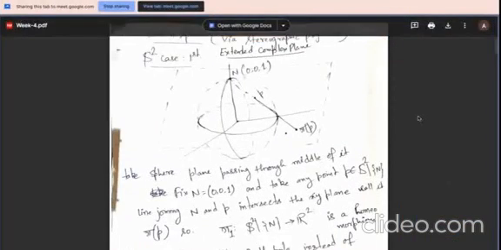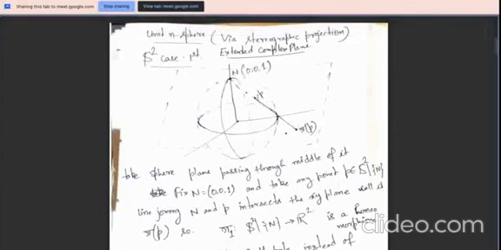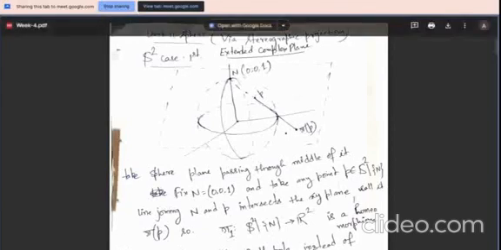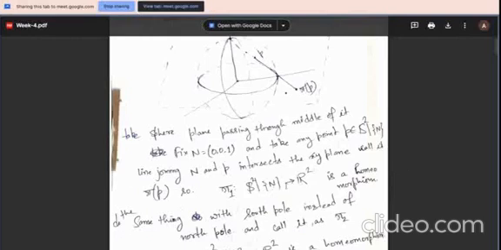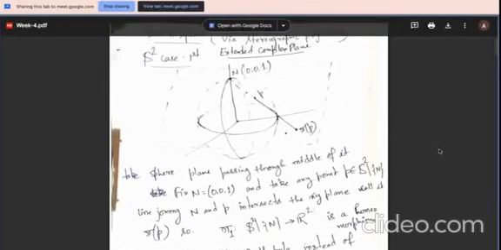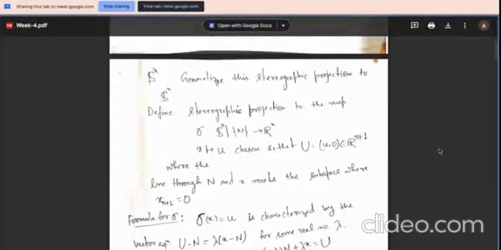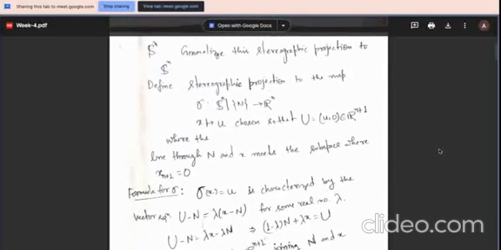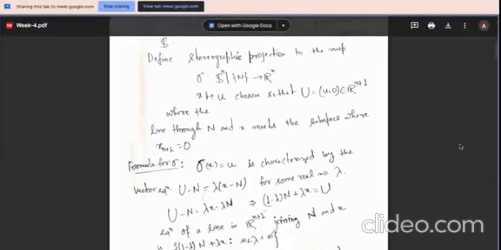Once you draw a line and join a point on the plane, it will intersect the sphere at a point P, and we call it phi of P. This is a homeomorphism from S2 minus the north pole, and similarly you can do it with the south pole. So this is the stereographic projection. In the general case, Sn is Rn union infinity, but we will only talk about the plane, that is n equals 2.